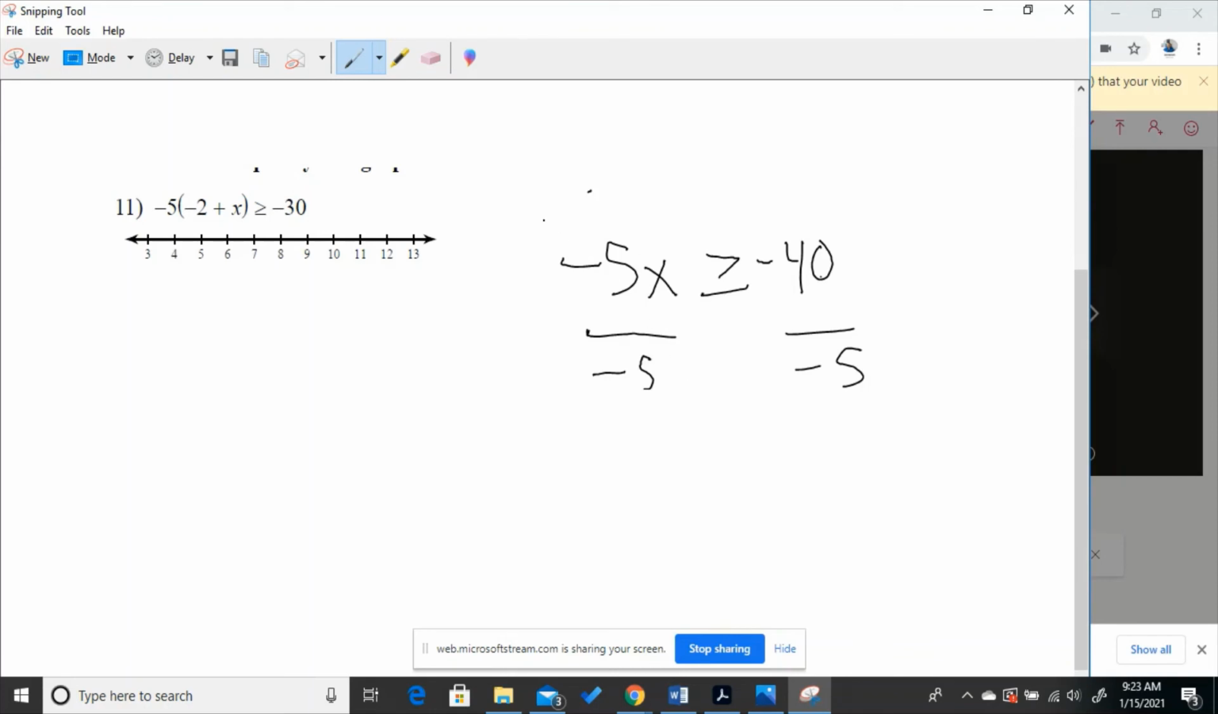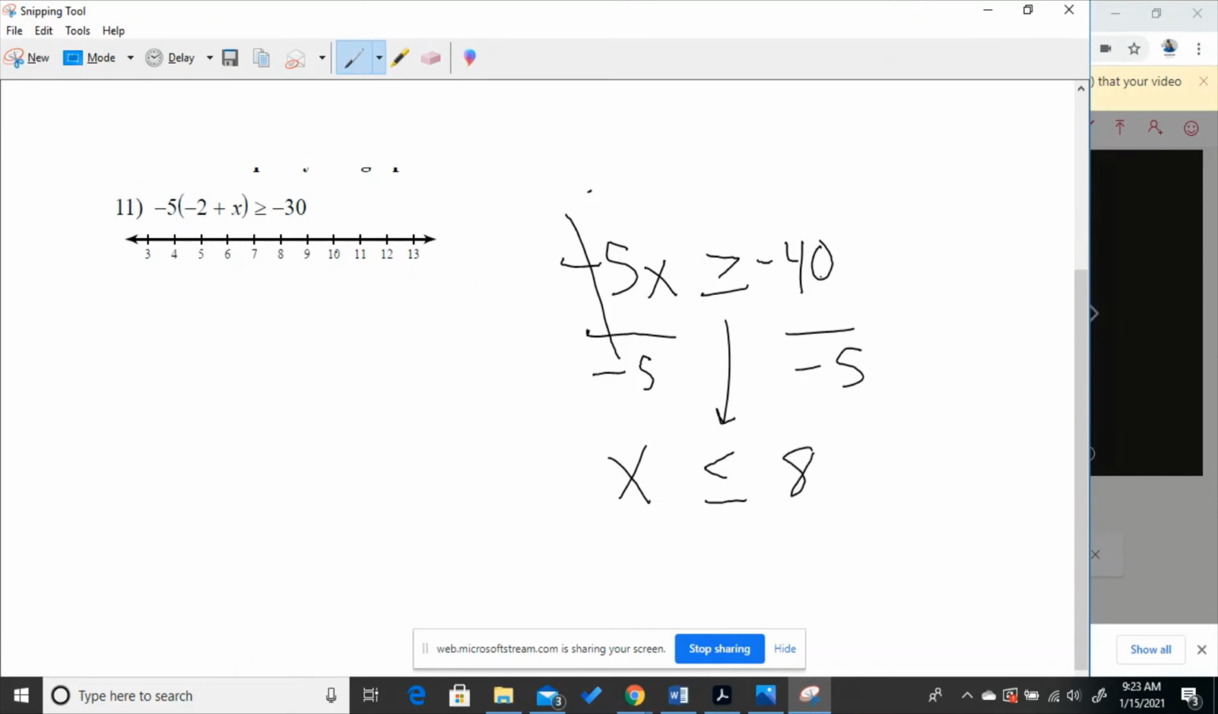And then here's where we have to do the goofy thing. The negative 5 divided by negative 5 would just be x, but you need to flip this sign. So that's going to be like that instead. It's the opposite. So instead of greater than or equal to, now x is less than or equal to. Then negative 40 divided by negative 5 would just be 8. So x is less than or equal to 8.